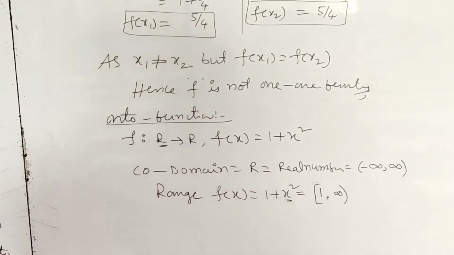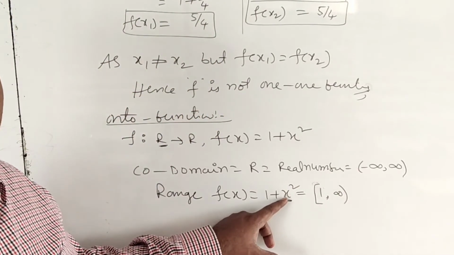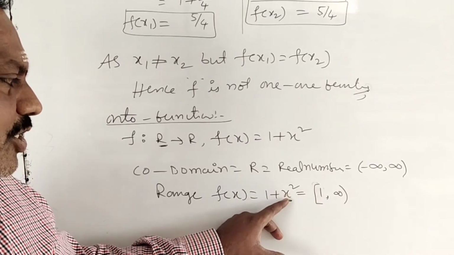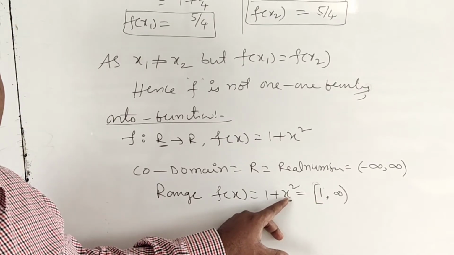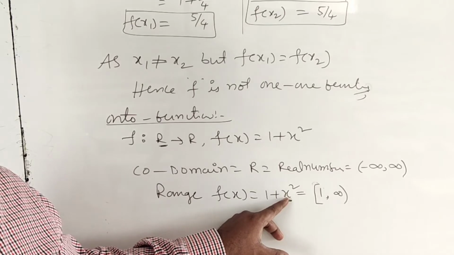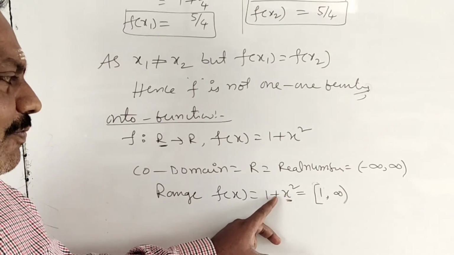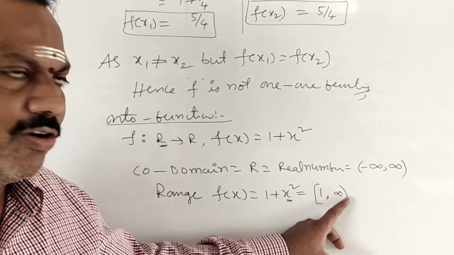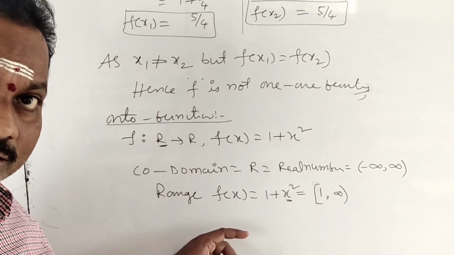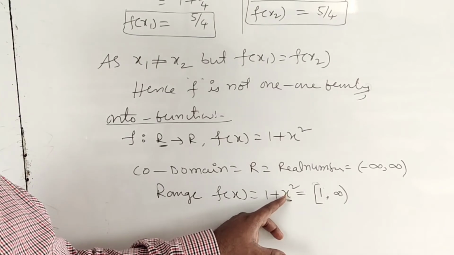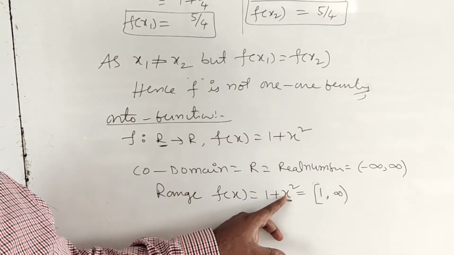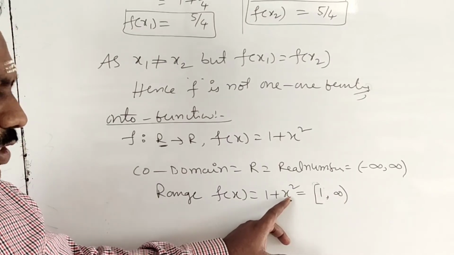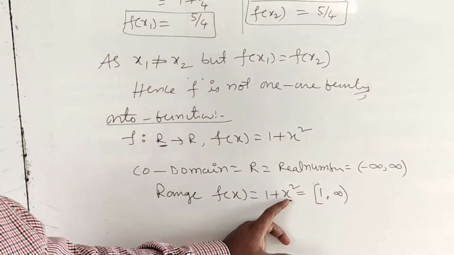If you substitute 0 here, 0 square is 0, 1 plus 0 is 1. Suppose you substitute 0.1, 1.001, that is after 1, more than 1 only. You won't get less than 1. Substitute -1, -1 whole square, 1 + 1 is 2, more than 1 only. So whatever the value, if you substitute in the x place, it should be more than 1.